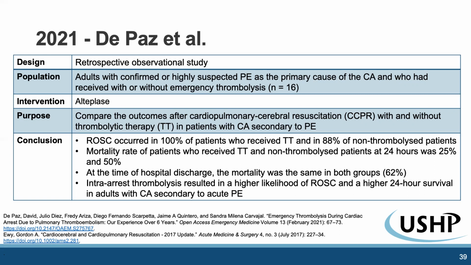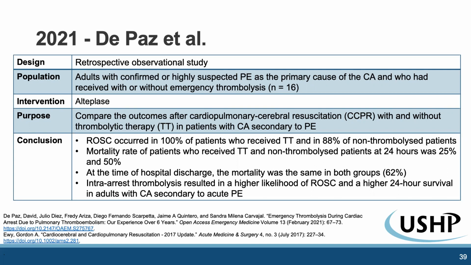thrombolytic therapy in patients with cardiac arrest secondary to PE. And then in conclusion, we found that ROSC occurred in 100% of patients who received thrombolytic therapy, and in 88% of the non-thrombolyzed patients as well. And then mortality rate of patients who received thrombolytic therapy versus non-thrombolyzed patients at a 24-hour mark was 25% and 50%. And then thirdly, we were able to see that at time of discharge, the mortality rate was actually the same in both groups.